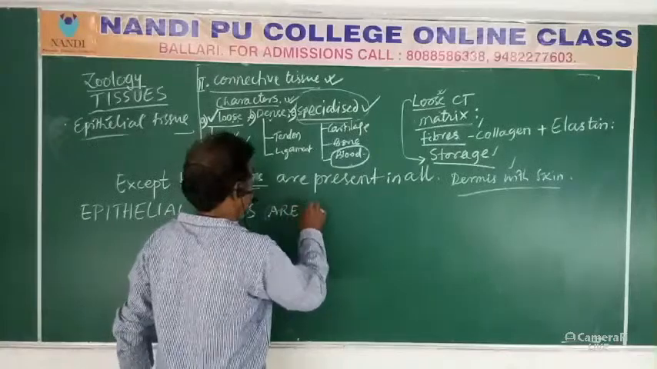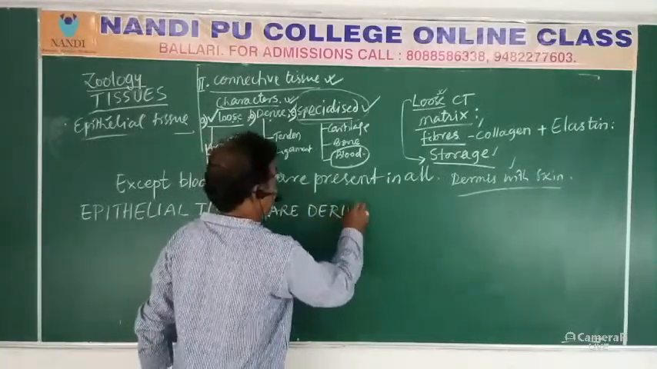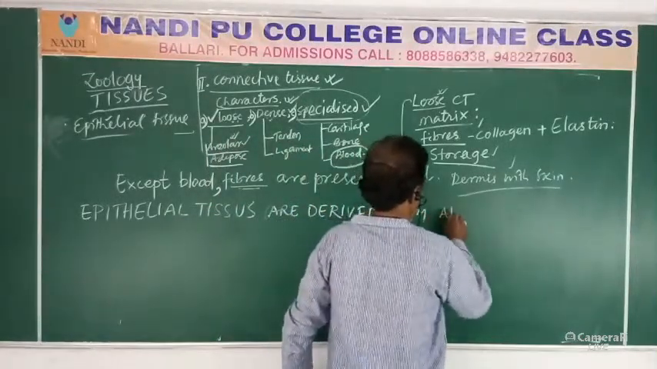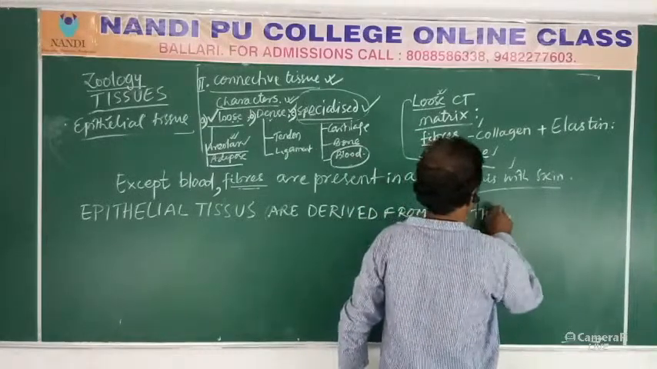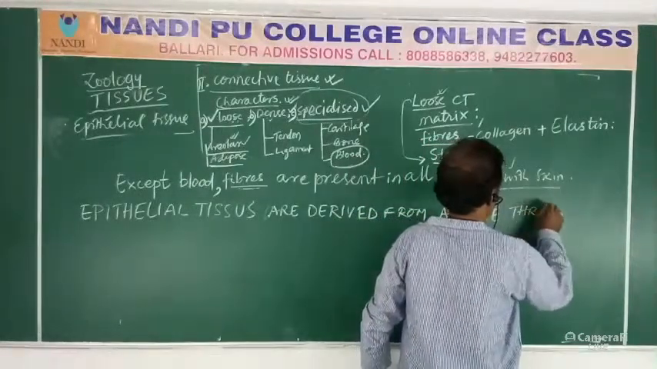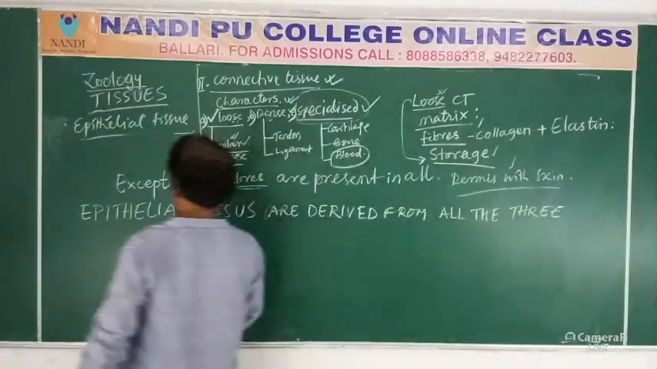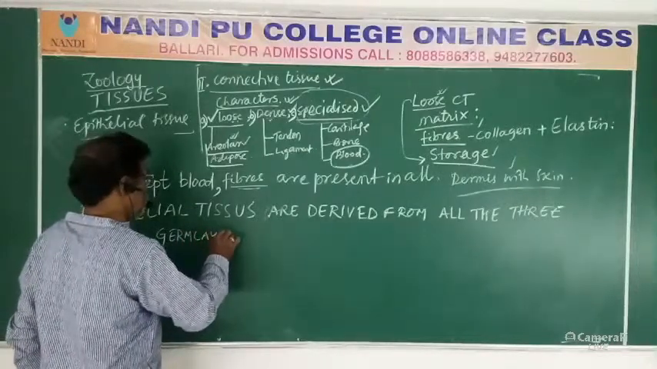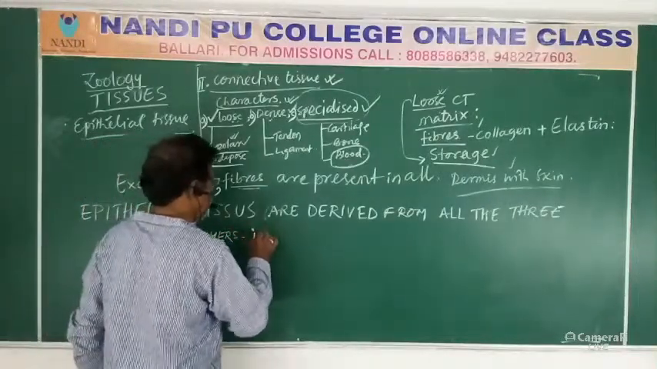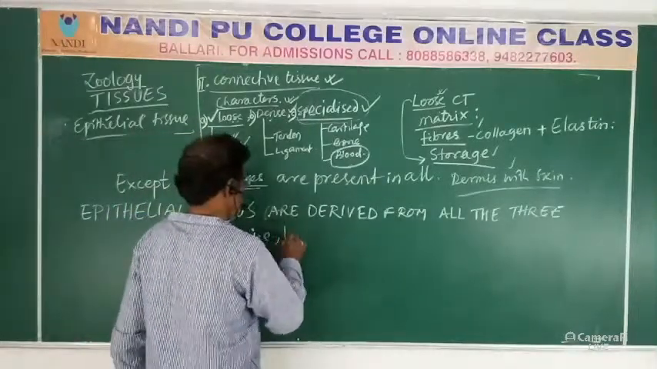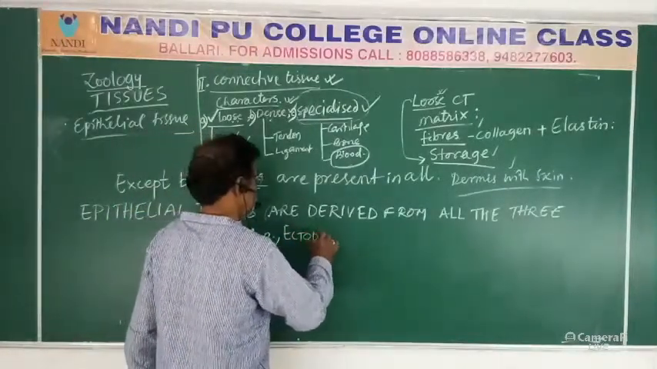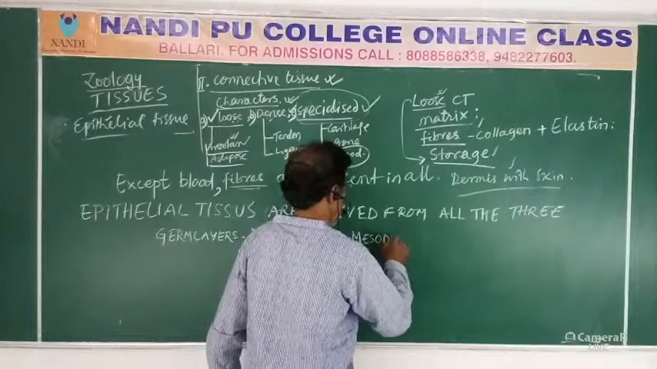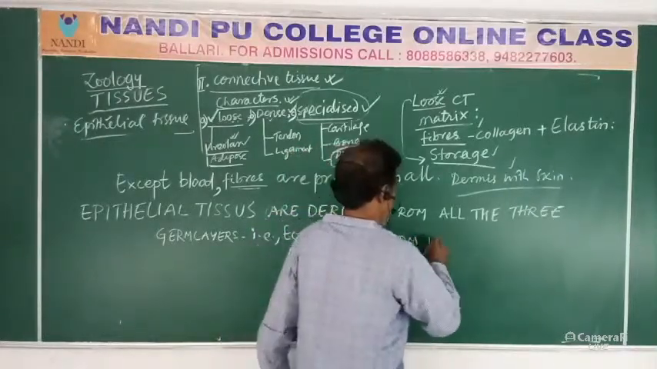are derived from all the three germ layers. That is ectoderm, mesoderm, endoderm.